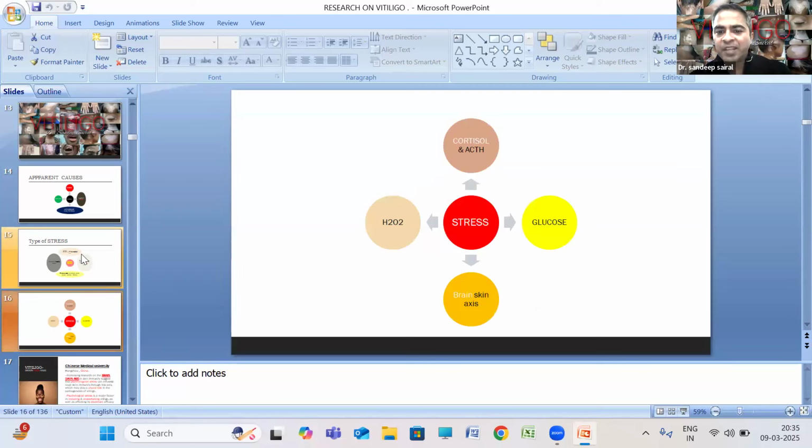Stress is also linked with the brain skin axis. Stress is linked with cortisol. Stress is linked with H2O, and stress is linked with glucose. Now we will talk about each part one by one, that too with the facts. First is stress linked with the brain skin axis.